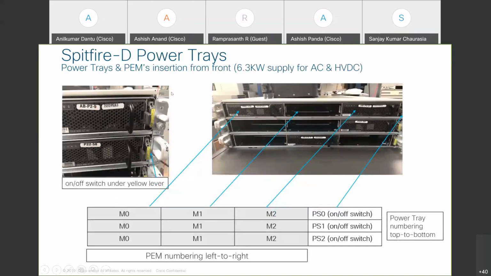Coming to the power supplies, on the top of the chassis, you have 3 power trays. This is an individual power tray with 3 slots in it, and inside each of these power trays, you have your power modules, and you have a switch on the side at the tray level. You can power off an entire tray, but not the power modules.